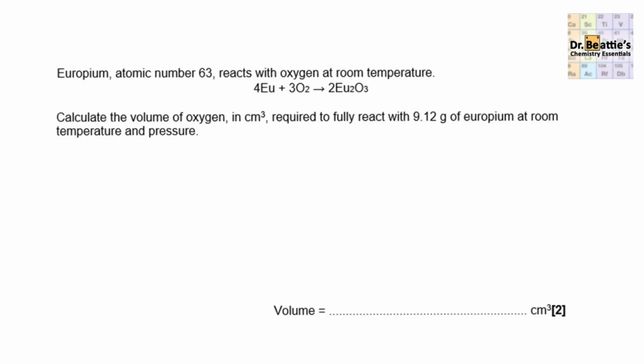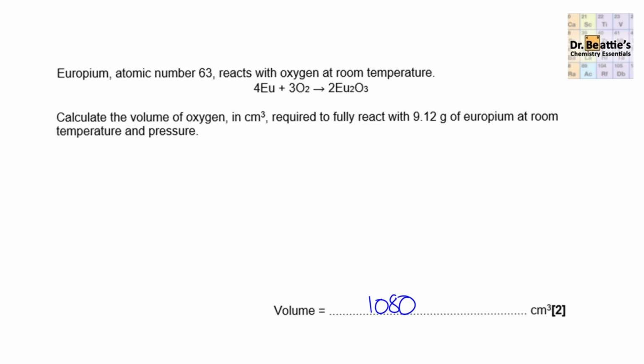Okay, so another exam question to have a go at. I'm going to get you to pause the video here and see if you can come up with an answer for this. Okay, if your answer was 1080 centimetre cubed, then you've got the full 2 marks. Don't worry if not, we're going to walk through it and see if you can work out exactly where you went wrong.